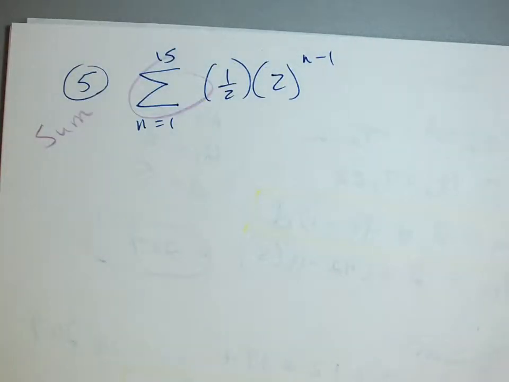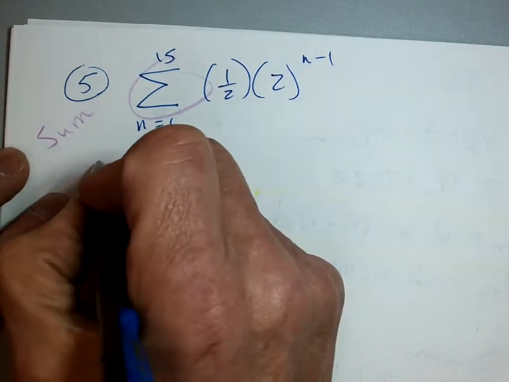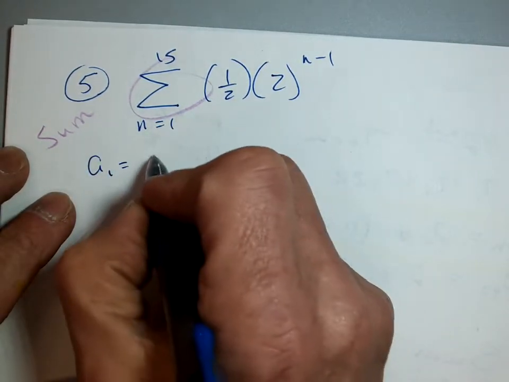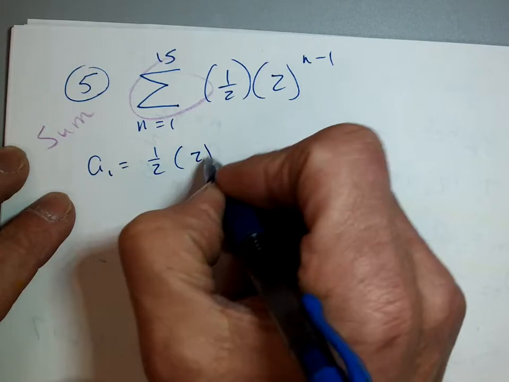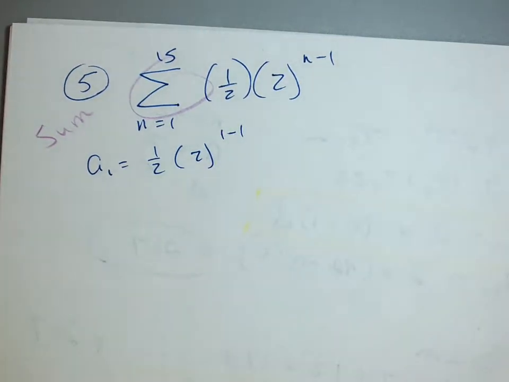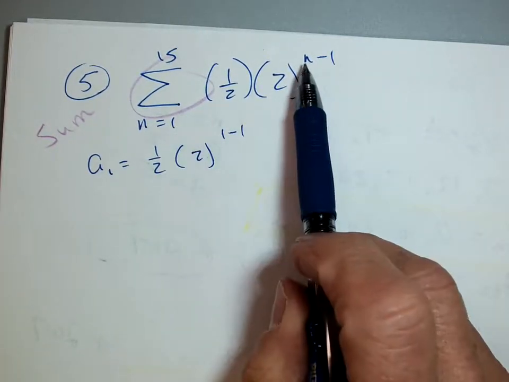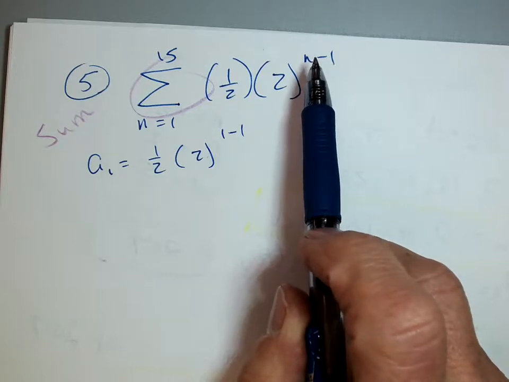Add what up? Well, let's make some terms. Let's make up a1, the first term. That's 1/2 times 2 to the 1 minus 1 power, because I plug in 1 to make the first term. Okay, and let's make the next one.